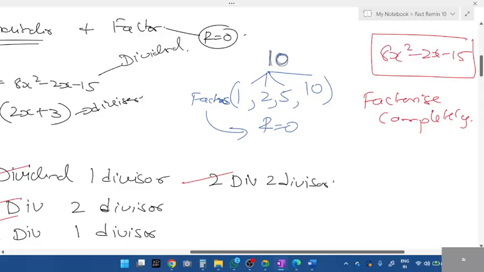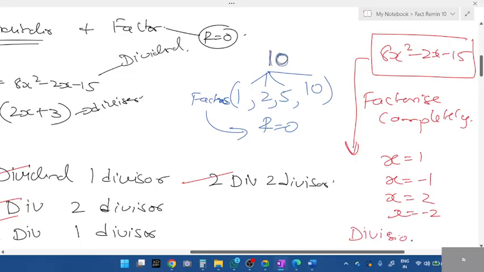Okay, when you factorize completely, you divide. You take this equation 8x² − 2x − 15. Then we use the hit and trial method. You can start from x = 1, x = −1, x = 2, x = −2. Use these values in the equation. You have to show the calculation. For whichever value you get the factor, remainder 0, that is the answer. Then we use the division method. Last is division. These are the complete methods.